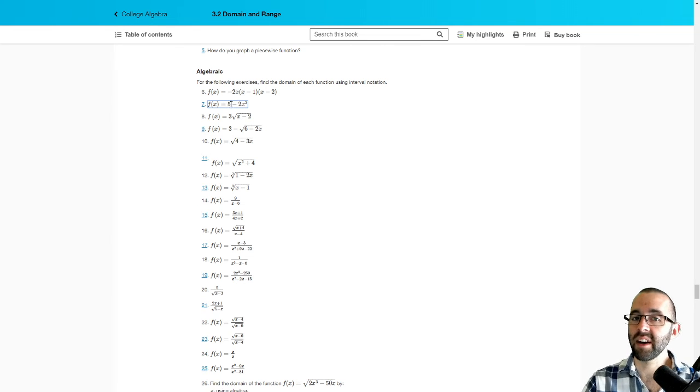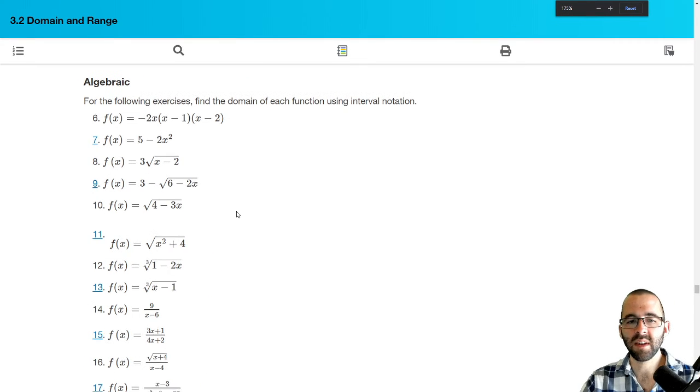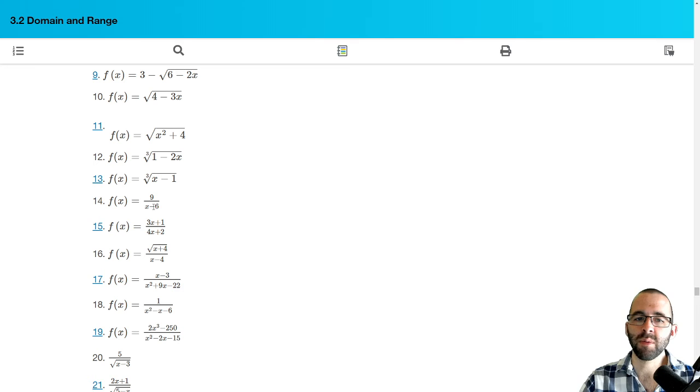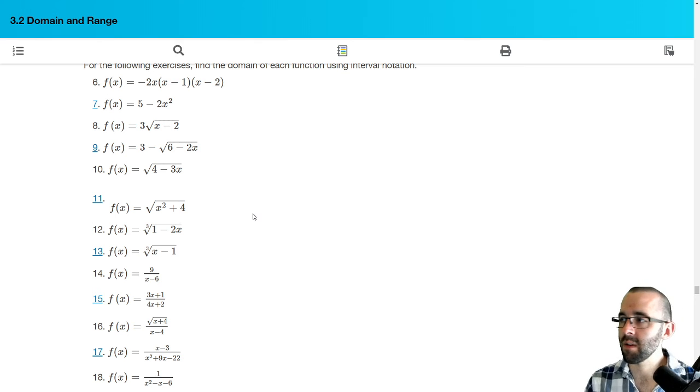So something like 7 is really nice, as opposed to number 9, which has a square root. If you have a square root of a negative number, then you get complex answers, and we don't want these in a real valued function. So for something like 9, you have to look at the radicand, the 6 minus 2x, the inside, and set that greater than or equal to 0, because we don't want it negative. And if you get something like 14 and you get a fraction, you have to make sure that you're not dividing by 0. And that's how you would approach something like 14. Okay.